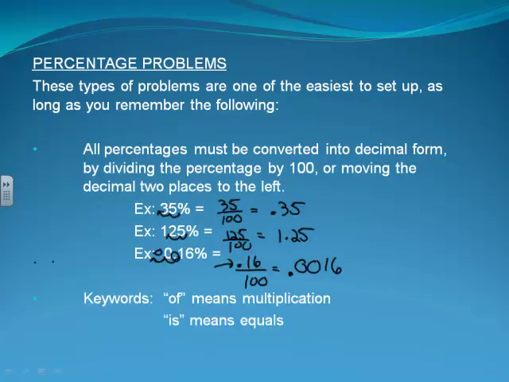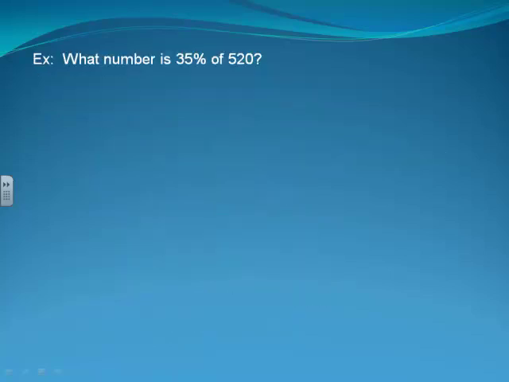Now the key words you want to look for, because these are also story problems or applications: the word of in these problems always means a multiplication step. And as always, the word is is symbolic for an equal sign. So let's do a few examples.